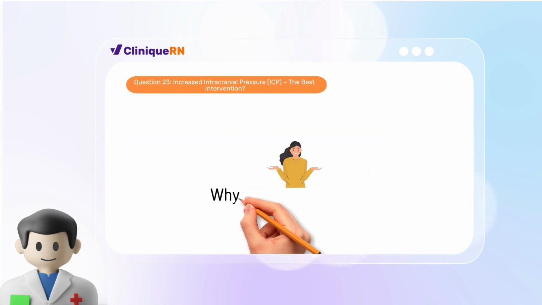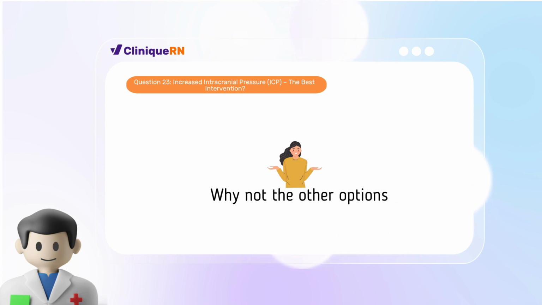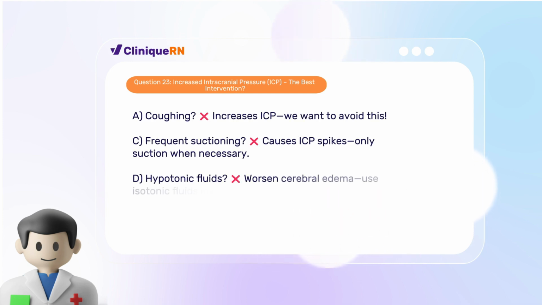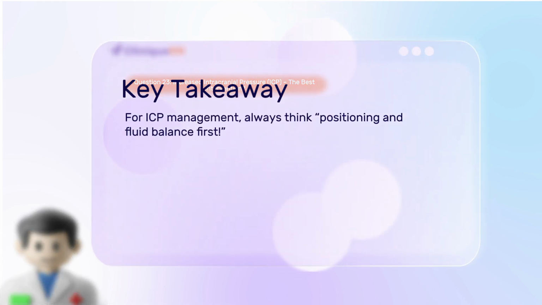Why not the other choices? A. Coughing increases ICP. We want to avoid this. C. Frequent suctioning causes ICP spikes. Only suction when necessary. D. Hypertonic fluids worsen cerebral edema. Use isotonic fluids instead. Key takeaway: for ICP management, always think positioning and fluid balance first.